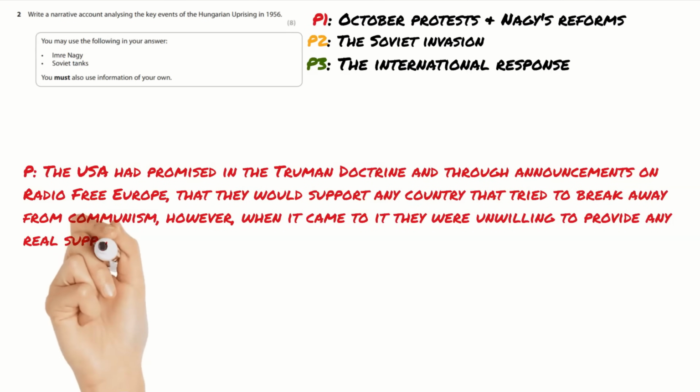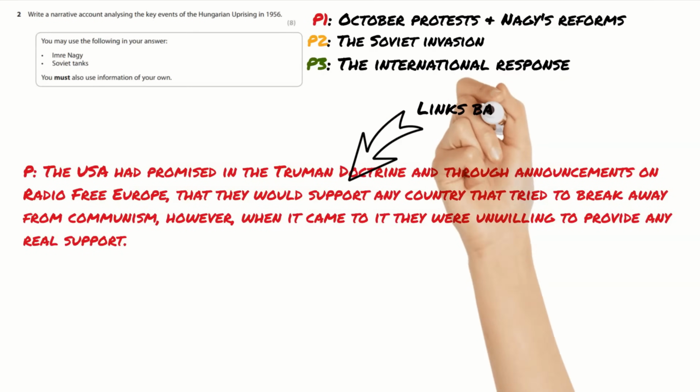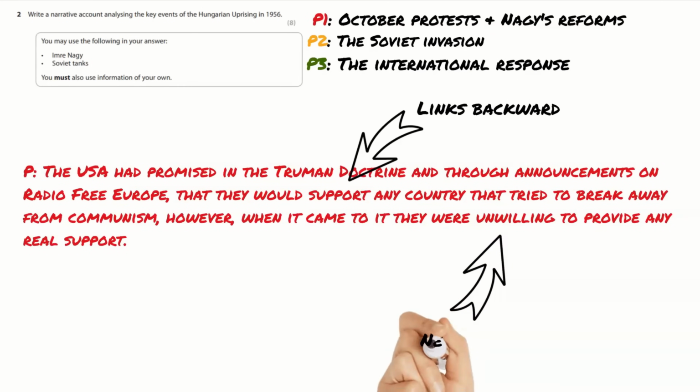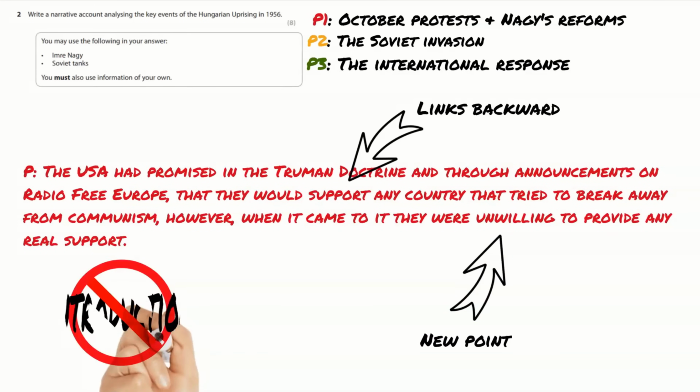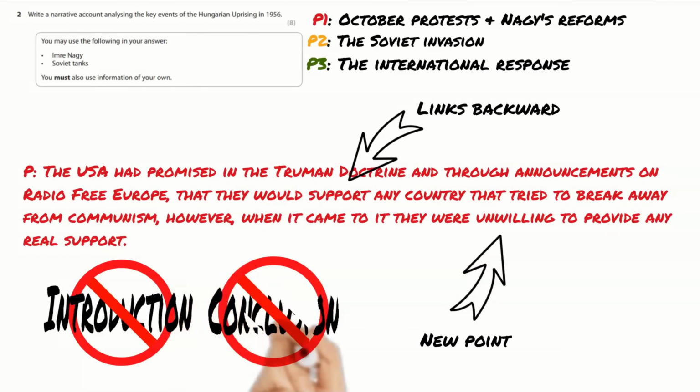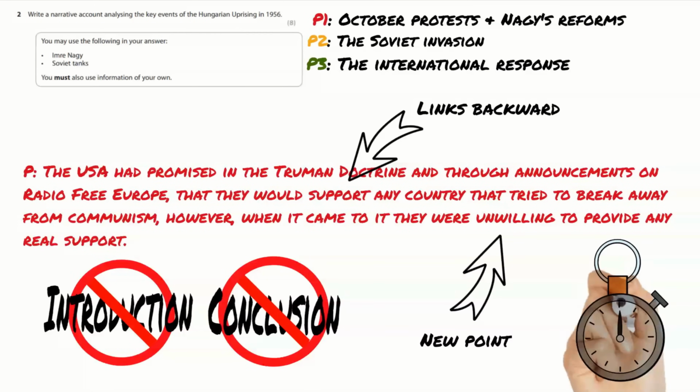And you just then need to add your evidence and your explanation. And for your big finish, one more link to the wider context. Remember, you don't need to write an introduction or conclusion for this question. You only have 15 minutes, so you need to be pretty fast, giving yourself 5 minutes per paragraph.